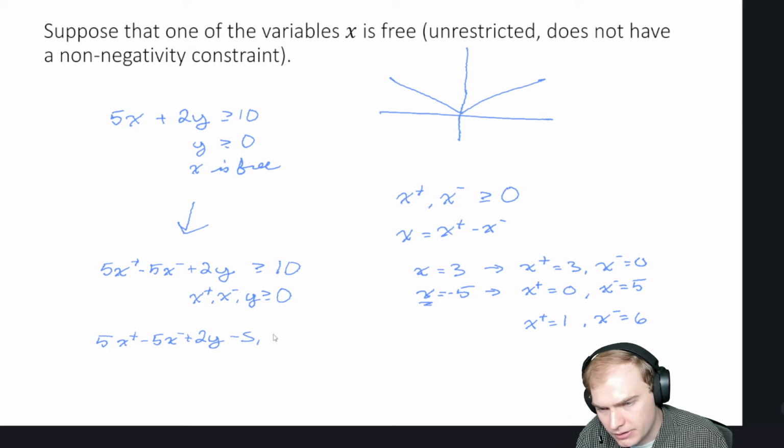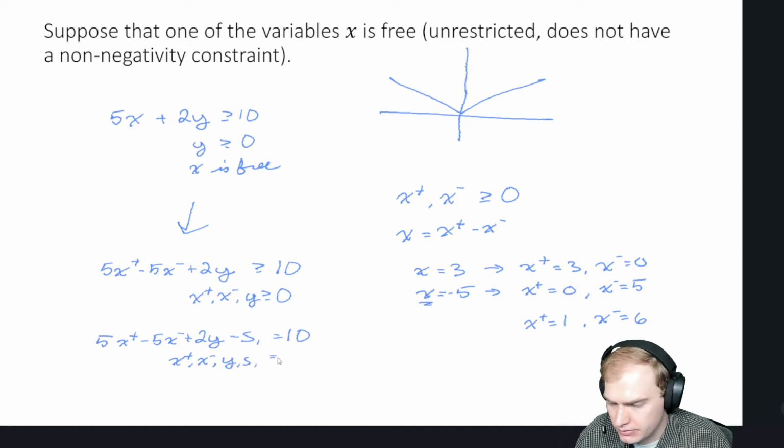Minus s1 equals 10 x plus x minus y, s1 are all greater than or equal to 0.